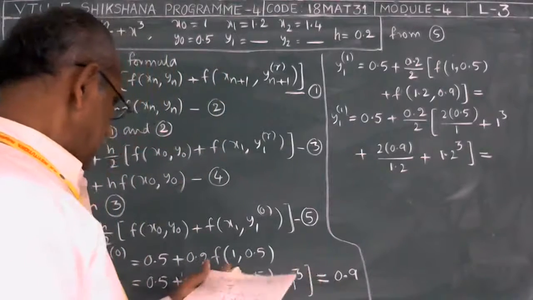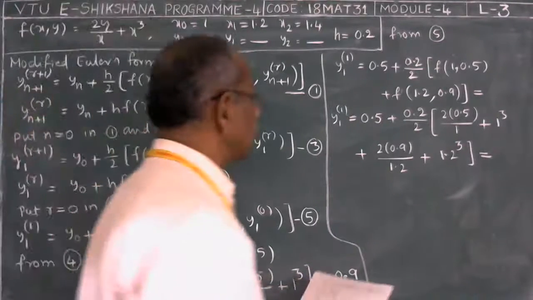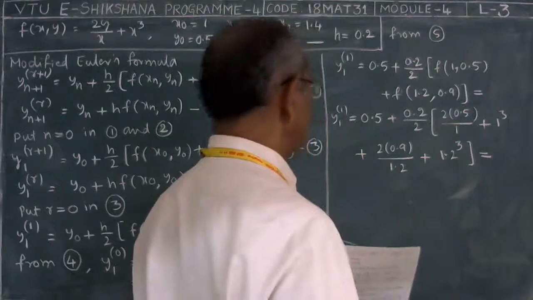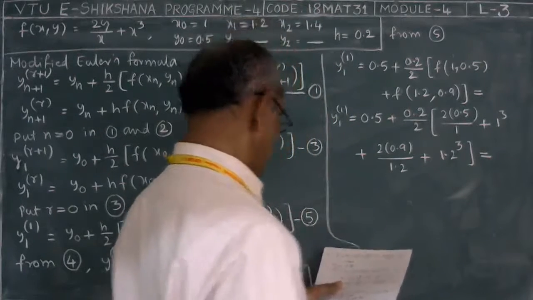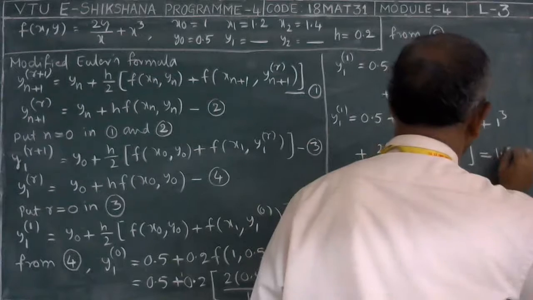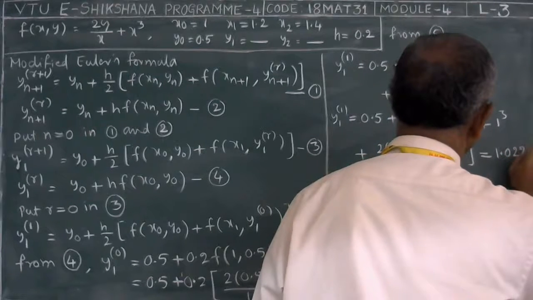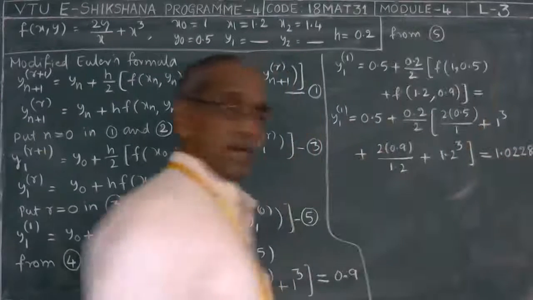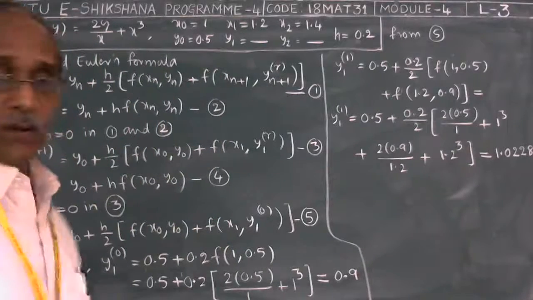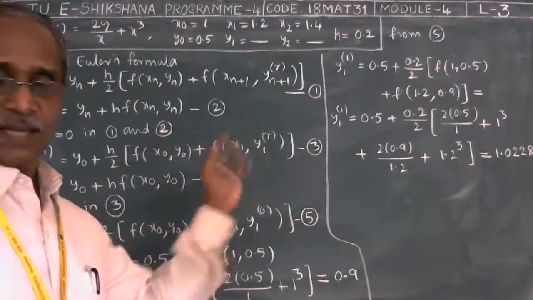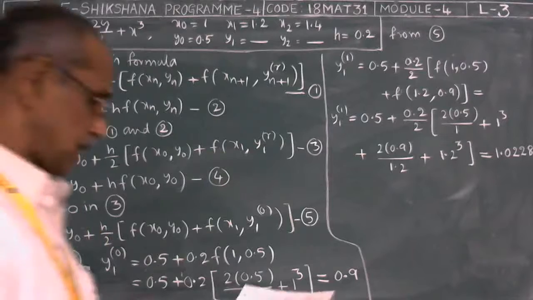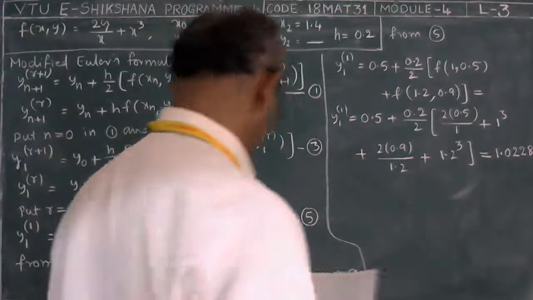If you carefully compute, y1 1 is 1.0228. This is the first iteration. So I will carry out 3 iterations at each stage and then stop.